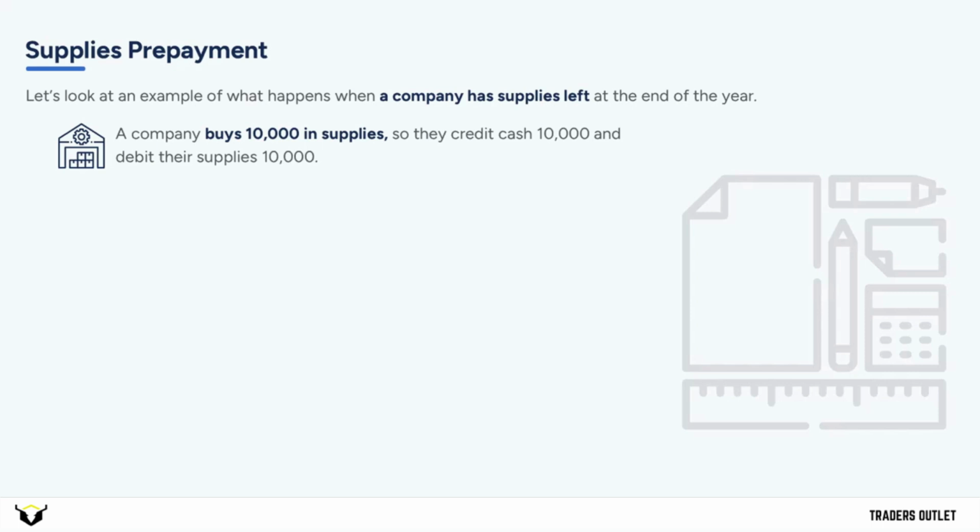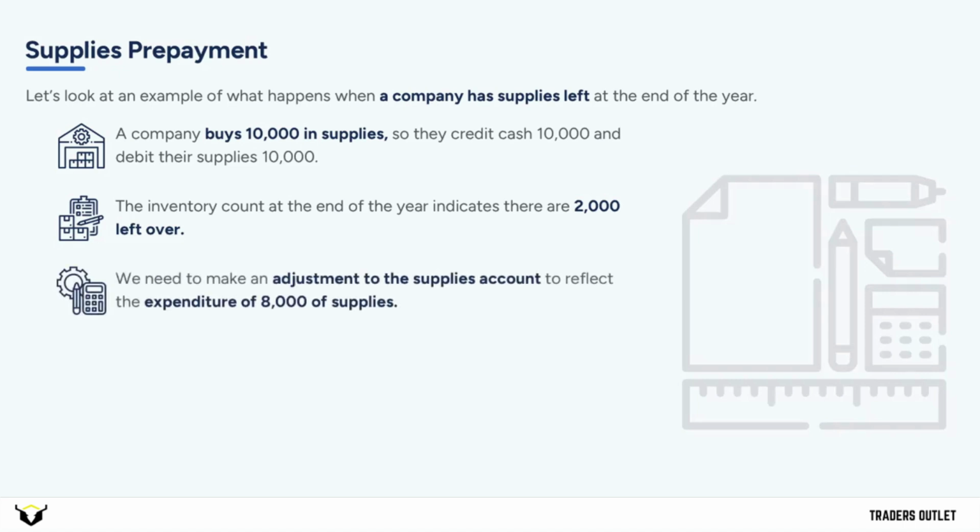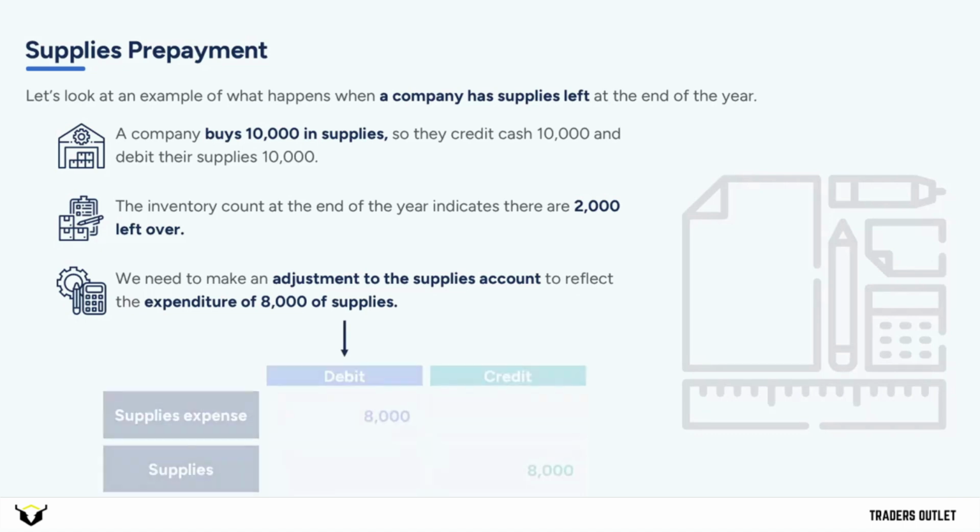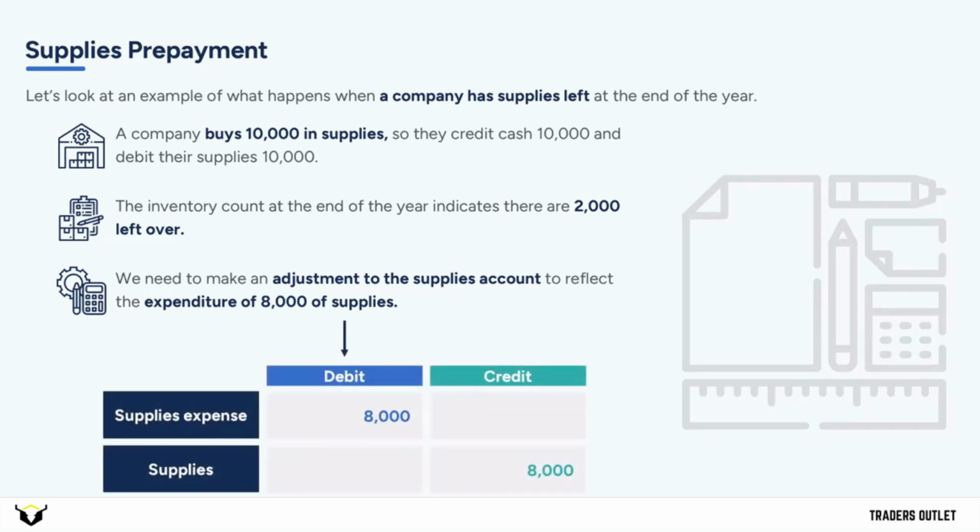Now, let's assume that at the end of the reporting period, there are still 2,000 worth of supplies left. We've essentially consumed 8,000 worth of supplies. So we need to make an adjustment to the supplies asset account and also create a supplies expense. So to do this, we record a debit to the supplies expense account on the income statement because we're increasing an expense, but we credit the supplies asset account because we're decreasing that by 8,000.